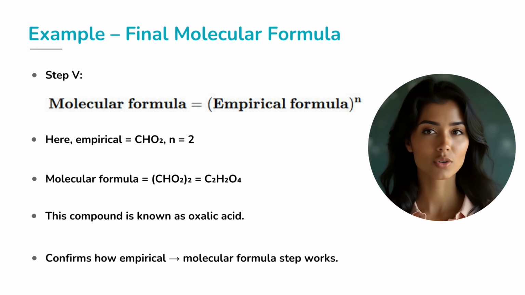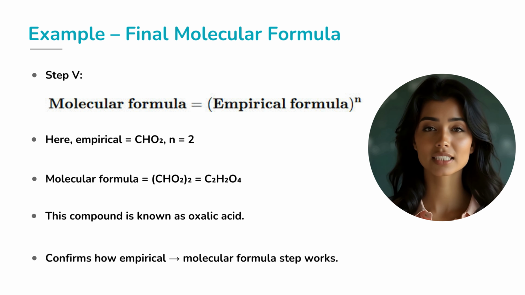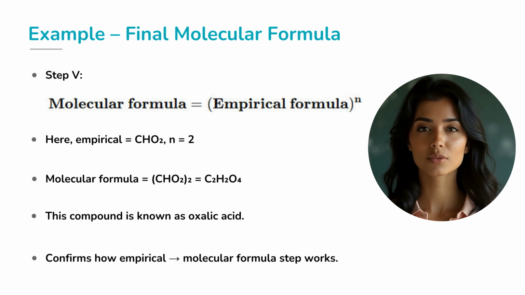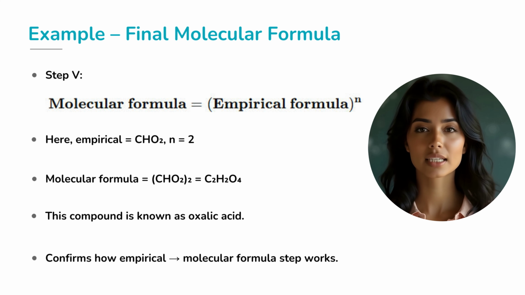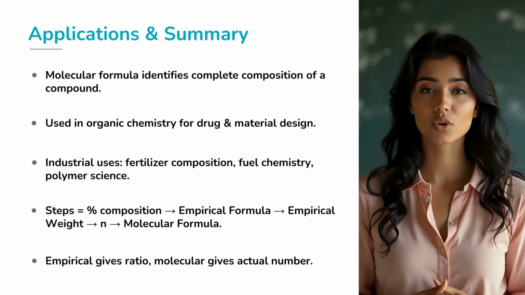This compound is known as oxalic acid, a common substance found in leafy vegetables like spinach. Yes, the sharp taste of spinach is partly due to oxalic acid, which we just derived by calculation. So from a table of percentages, we reached the actual molecular formula, and even connected it to what's on your plate. So why do we bother finding molecular formulas?